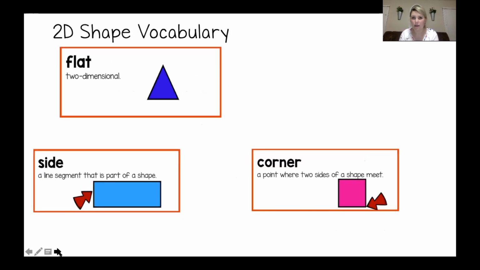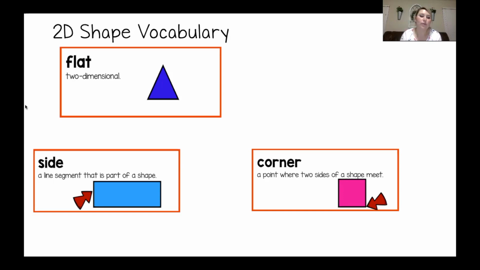All right, so let's go over some vocabulary that we're going to need to know for this lesson. And this vocabulary is just for 2D shapes only for now. Let's first learn this word. This is flat. So another word for those two-dimensional shapes or 2D shapes is flat.